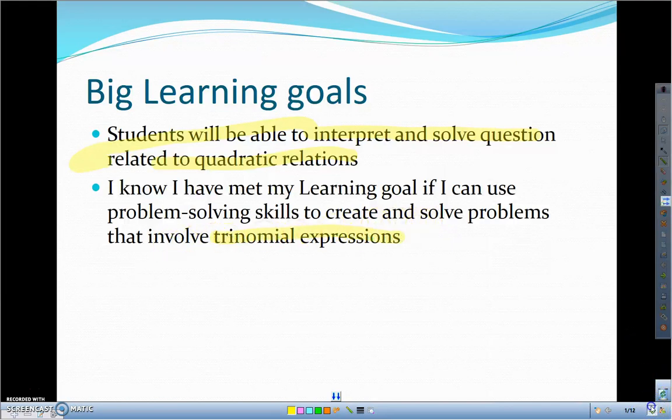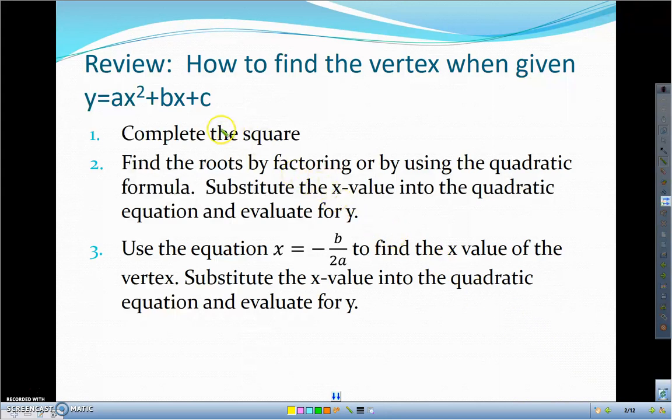And let's continue on with a quick review. In some respects, this is what we've been working towards in this past unit: how to find a vertex when given the standard form of a quadratic equation. We've got three different methods we can use to find that vertex. We can complete the square, or we can find the roots by factoring or using the quadratic formula, substituting the x value into the quadratic formula and evaluating for y.